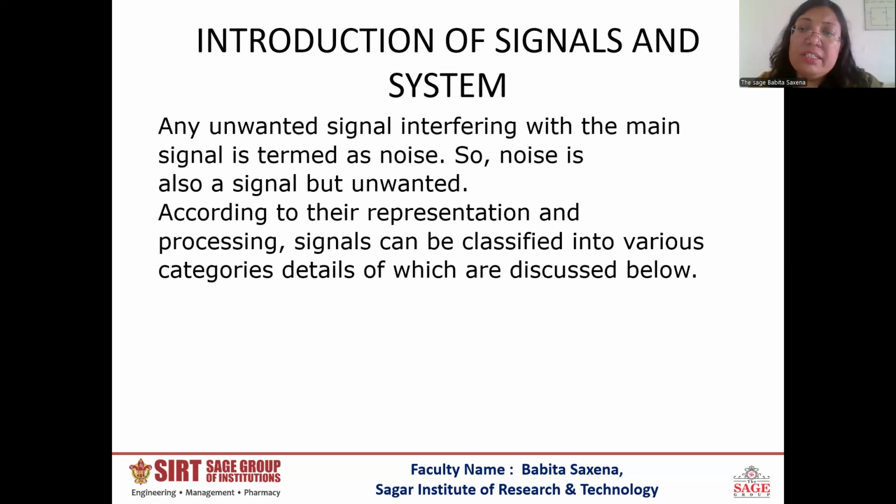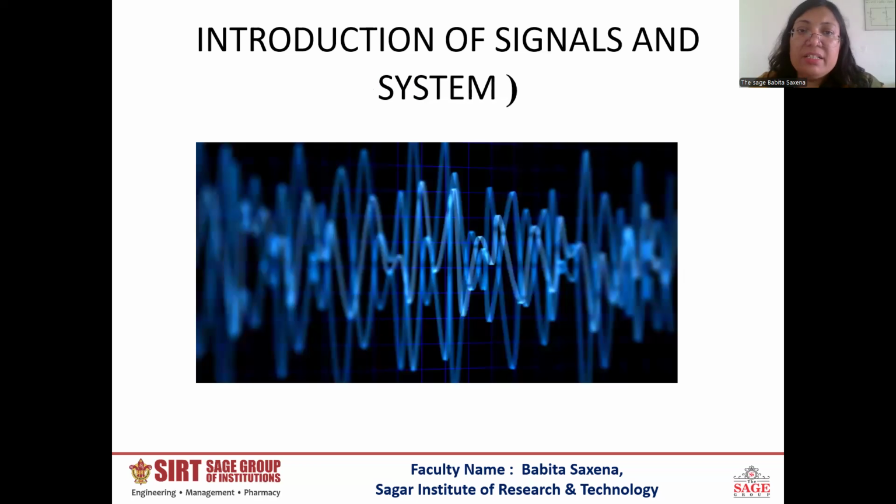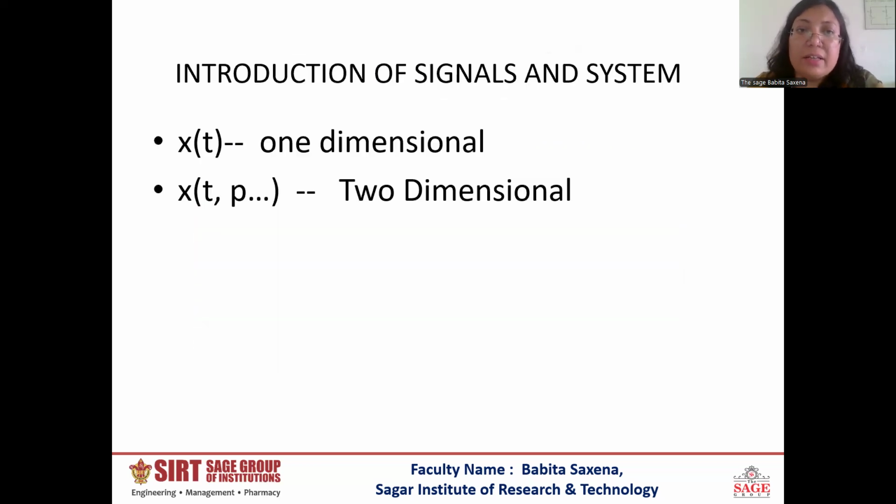So what is the dependent variable? The dependent variable is x of t. x of t is the dependent variable. Like in this slide, x of t is the signal which depends on t. t may be temperature, t may be time. This is called one-dimensional because it depends on only one independent variable.